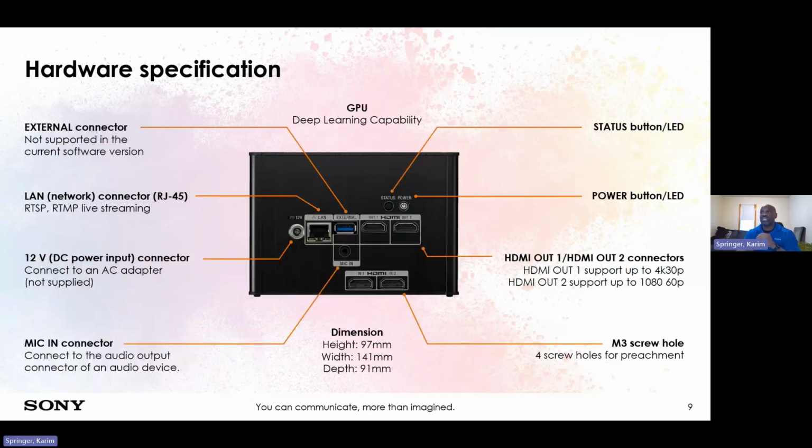Looking at the hardware specifications for the Edge Analytics box, you'll notice that we do have two HDMI inputs, two HDMI outputs that are completely independent from each other. Out 1 will do up to 4K video resolution versus Out 2 will do full HD. There is an analog audio input on the back of this box that allows you to ingest audio into either the HDMI output or the IP streams. And the two forms of IP streams we support are RTSP and RTMP.